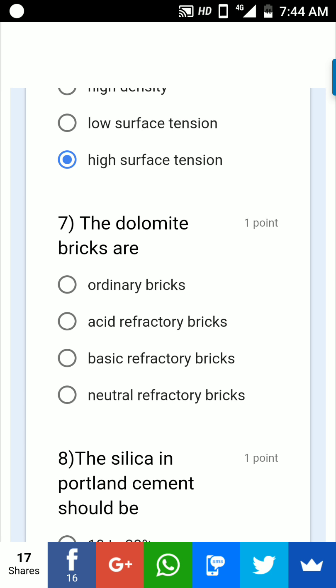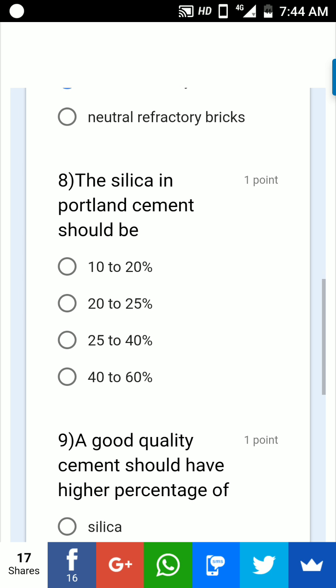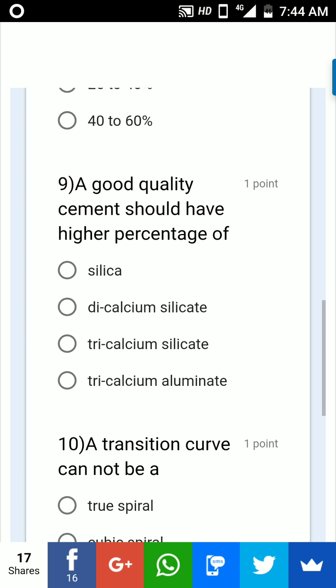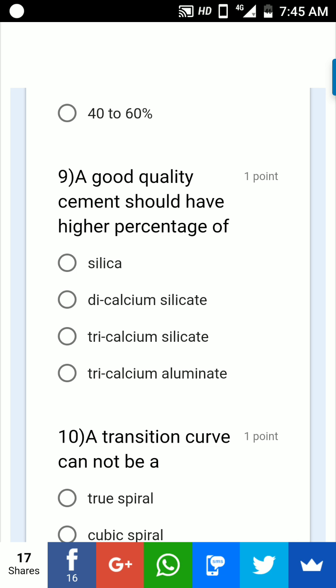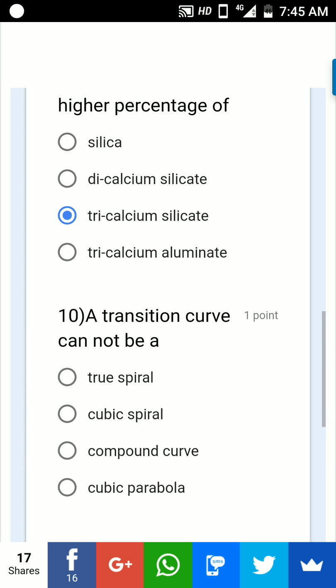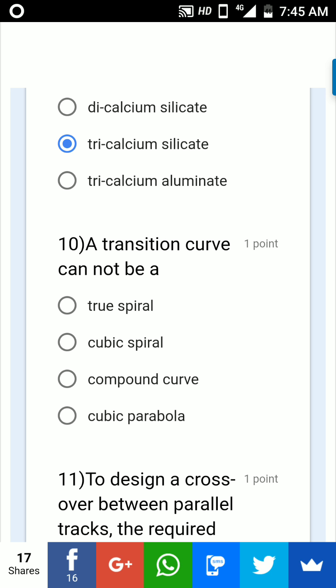Dolomite bricks are basic refractory bricks. The silica in Portland cement should be 20 to 25. A good quality cement should have a higher percentage of tricalcium silicate. A transition curve cannot be a compound curve.